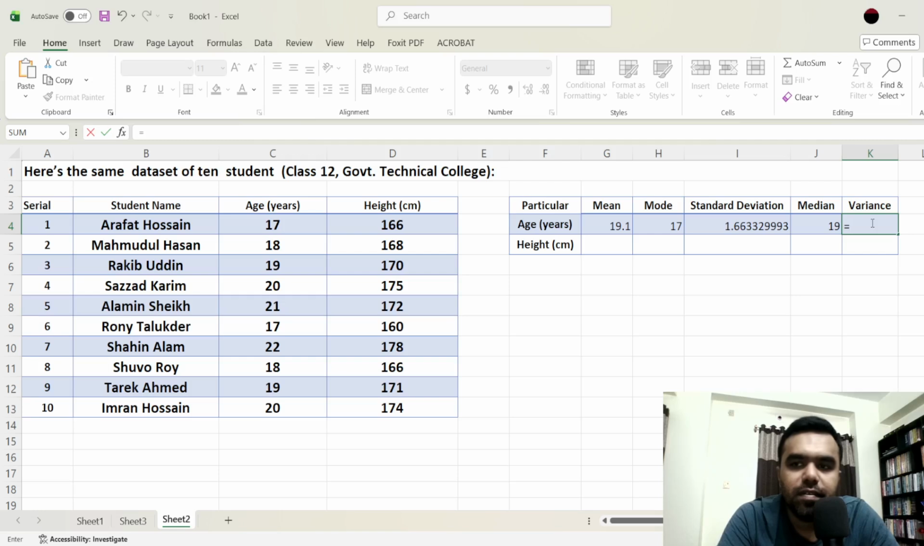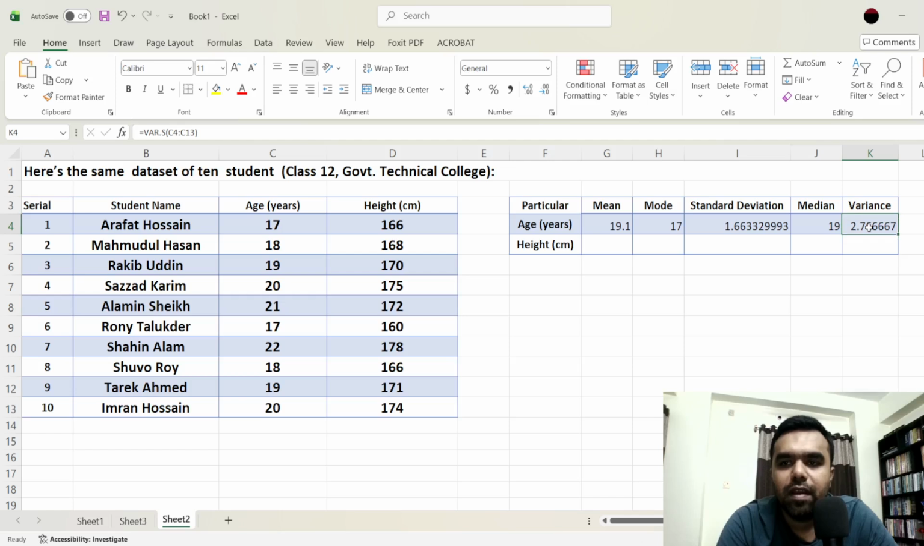Now we get the variance. To get the variance, we write VAR.S. Now we select the range of the dataset. Now we get the variance. If we want to get two decimal points, we have to select Number format. Now, let's get the name in the middle.